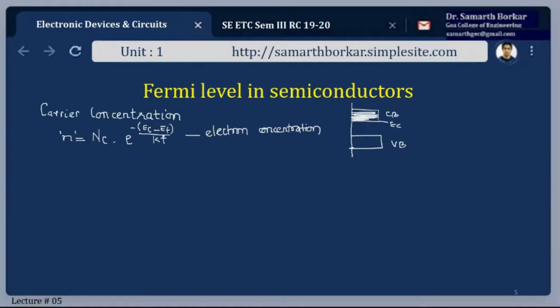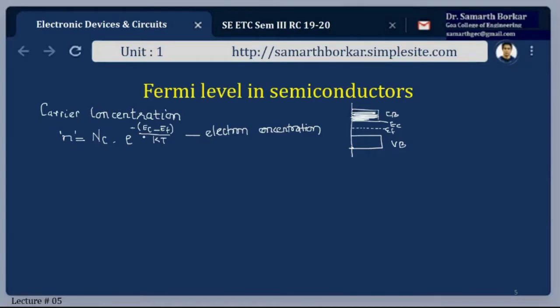Fine. EF is the Fermi level. K is the Boltzmann constant, correct? And T is the temperature in degree Kelvin. Now, this is important from the numericals point of view. If you are asked to find the concentration of electrons for a given density and at a given temperature, and these values are mentioned, then you can easily calculate the value of n.